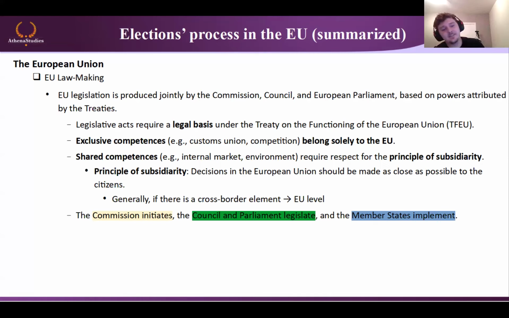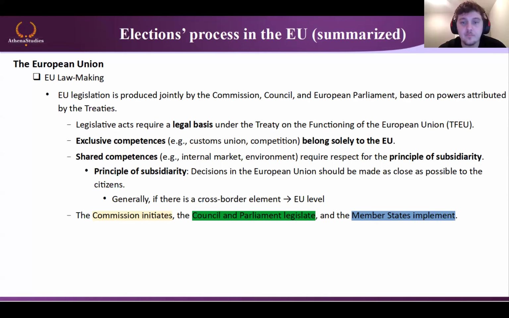So a legal basis means that there needs to be a basis for which the law is enacted. So, for example, the basis may be that the EU needs to protect the environment, and so that would be the legal basis for the law. That's a very simple example.